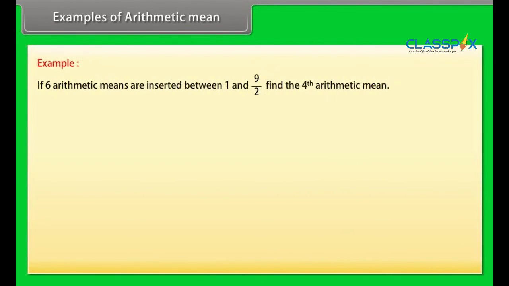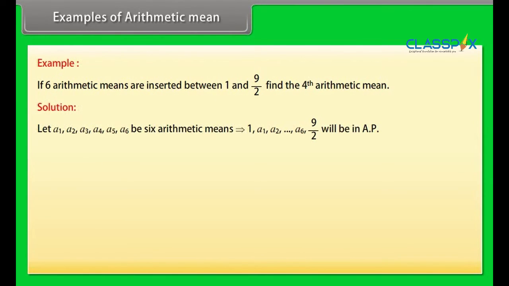Examples of arithmetic mean. If 6 arithmetic means are inserted between 1 and 9 by 2, find the 4th arithmetic mean. Solution. Let A1, A2, A3, A4, A5, A6 be 6 arithmetic means. It implies 1, A1, A2 up to A6, 9 by 2 will be in arithmetic progression.